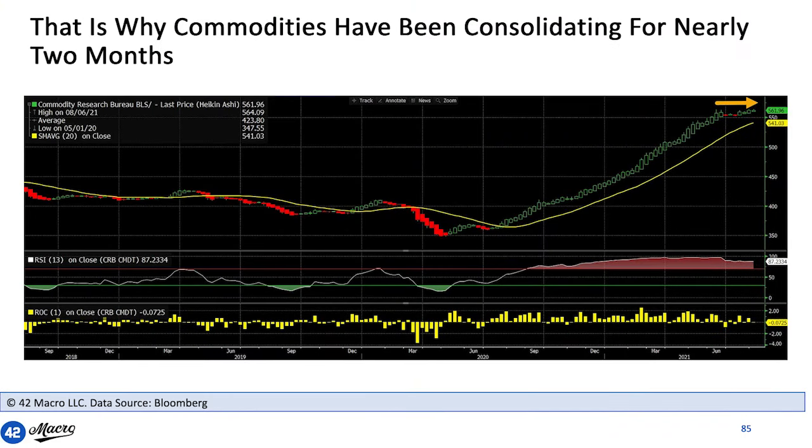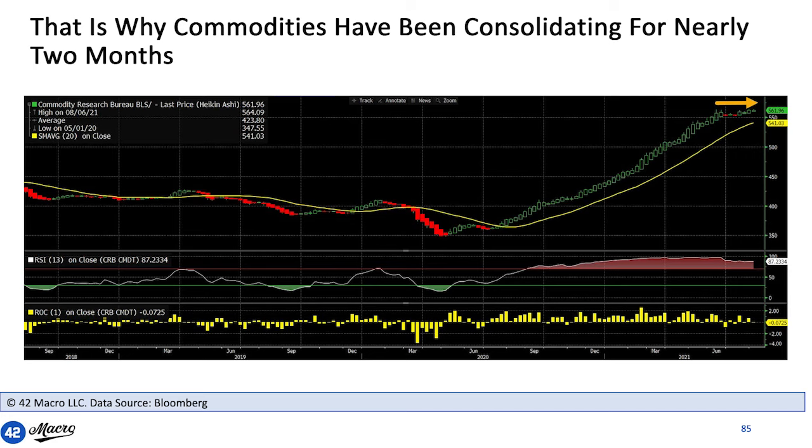On slide 85 here. So that is why, in my opinion, going back to the Fed, the hawkish dot plot revision sent a bearish signal into asset markets from the perspective of long-term nominal GDP growth expectations. And from my perspective, that is why commodities have been consolidating for nearly 2 months now, basically going sideways on the CRB index.